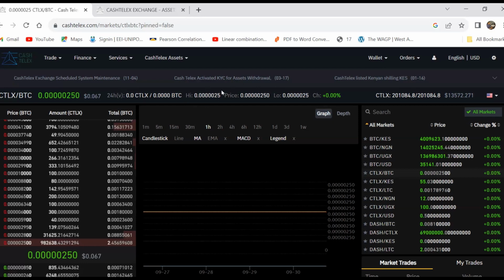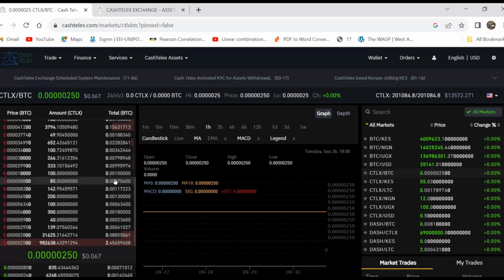Now, for every exchange, even the biggest ones like Binance, you see that they always have a trade price, high and low, which we have on our platform too. The high price for CTLX is the price you saw here, 0.00, and the low price is still the same price. High and low have the same value. Now please look at my cursor.